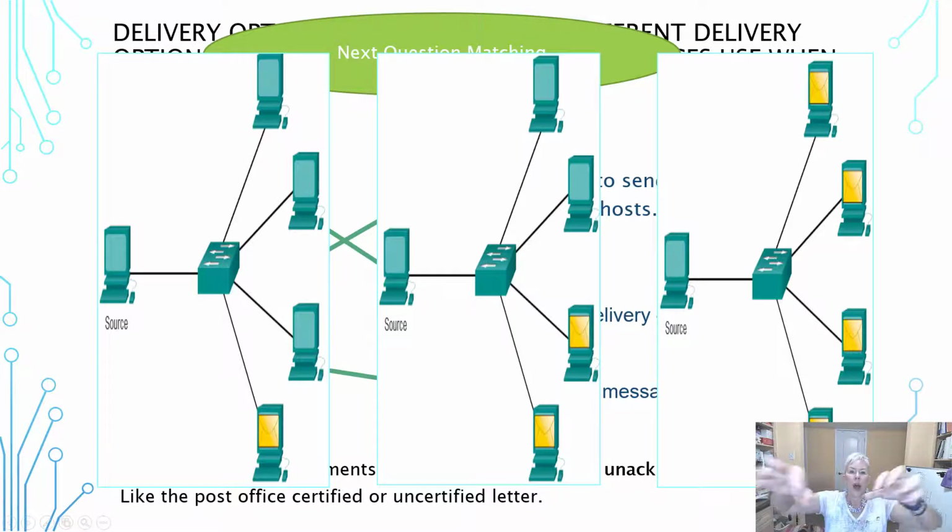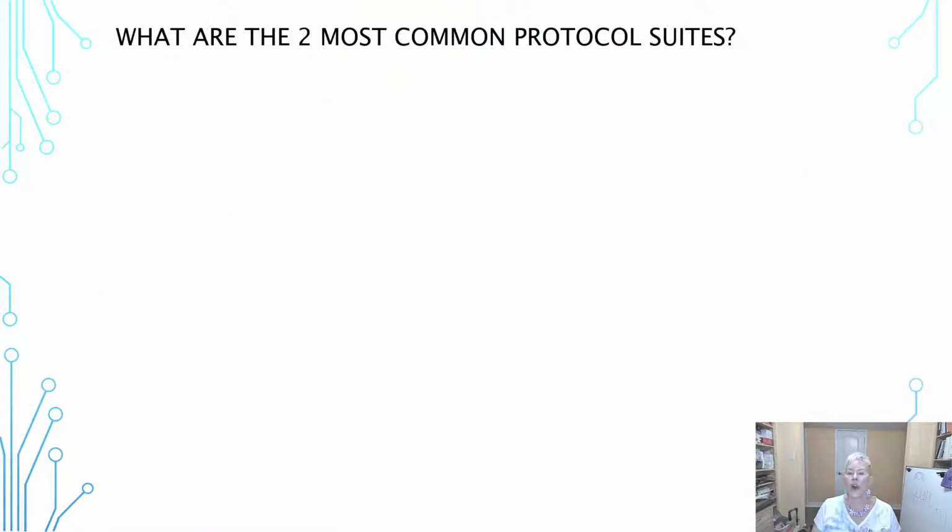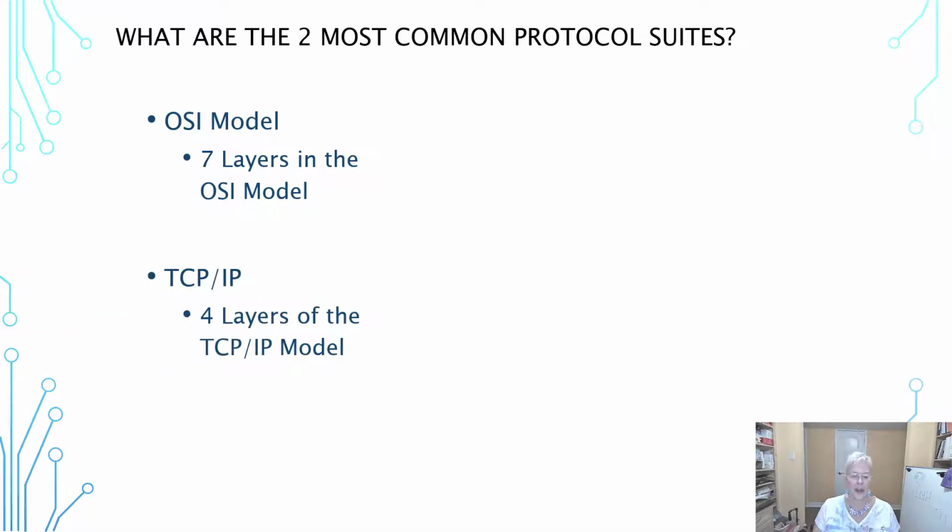It was broadcast out. What are the two most common protocol suites? The OSI model, and there's 7 layers in the OSI model. And the second one is the TCP/IP model. This is 4 layers. The reason we have protocol suites or models is because this explains the way that data moves through the network. At each layer, something different is happening.